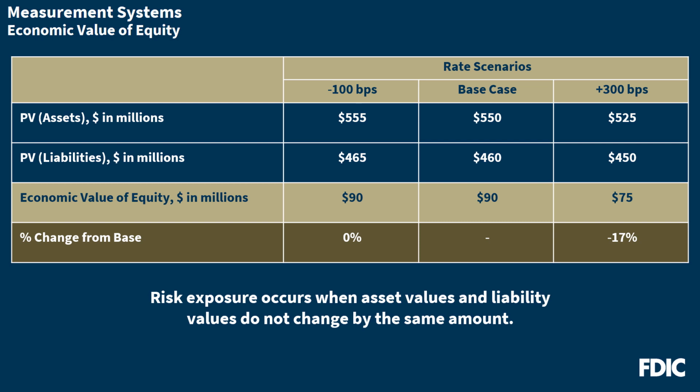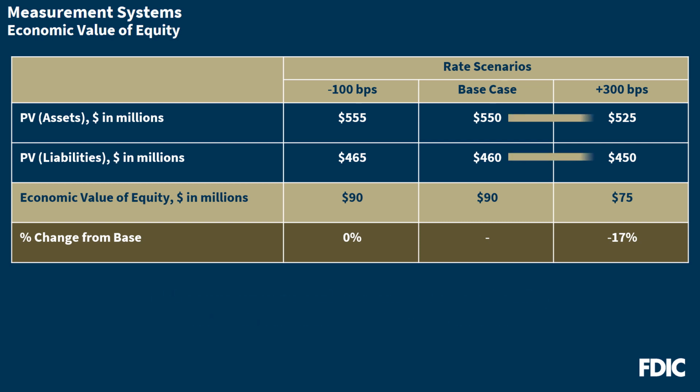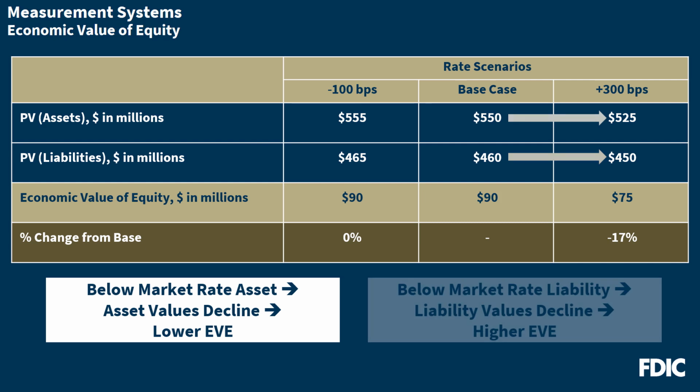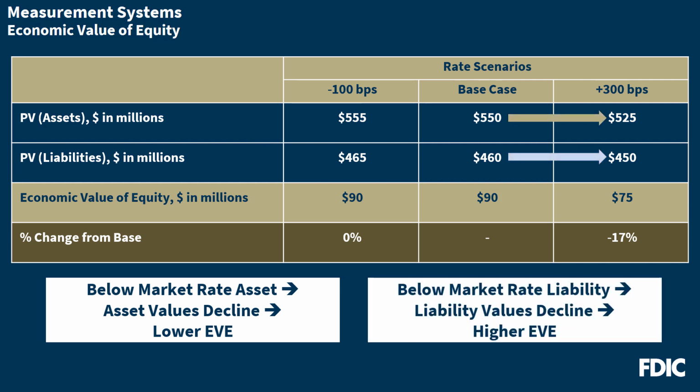When rates increase, the present value of assets and liabilities decline. This is because the bank is now holding an asset earning less than the market rate and holding a liability paying less than the market rate, keeping in mind that a decline in liability values has a positive impact on EVE.